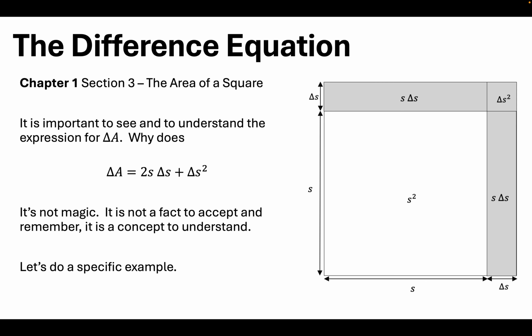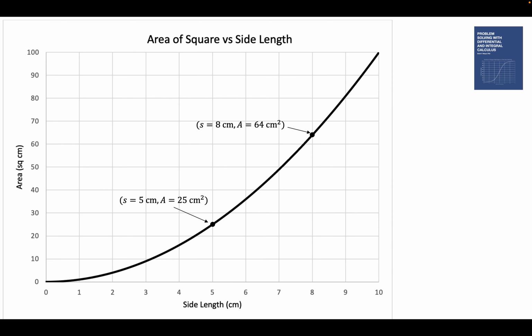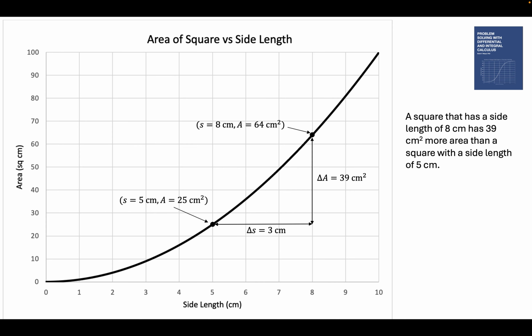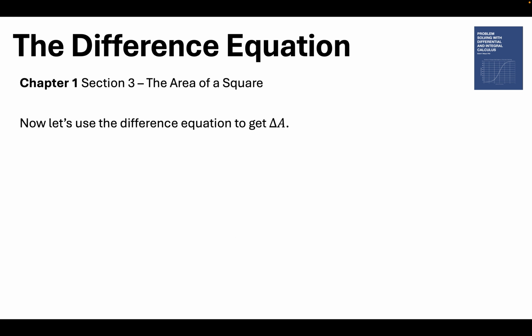So let's do a specific example with numbers. We're going to deal with a square with a side length of 5, and we're going to increase it by 3 centimeters, up to 8 centimeters, and we're going to get the difference in the area. So there's the delta s, and here is the delta A. We can just plug in the numbers, subtract the areas, and we get a delta A of 39 square centimeters.